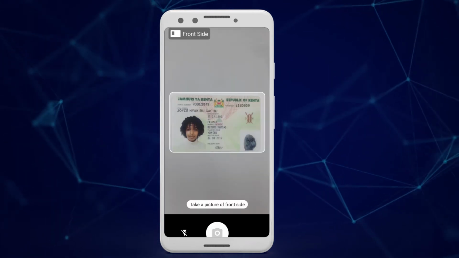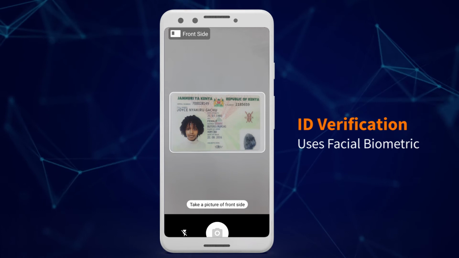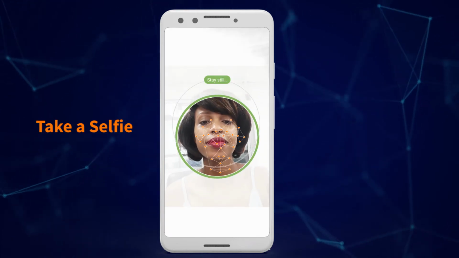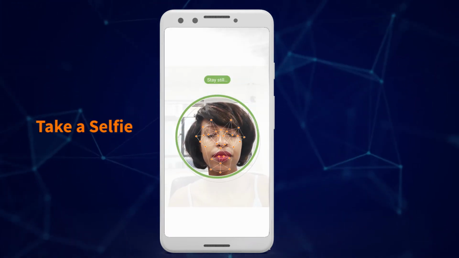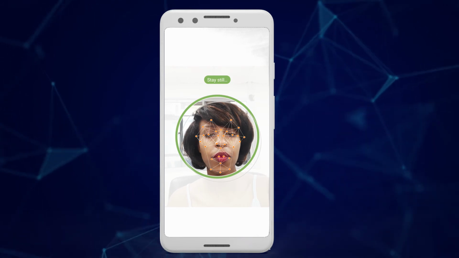The third and final step is ID verification. This is really simple. Take a selfie. For identity proofing, facial biometrics is used to give evidence of your new customer's identity.